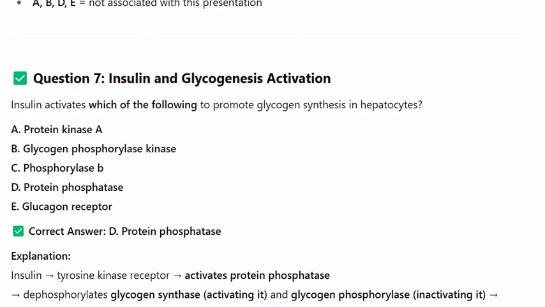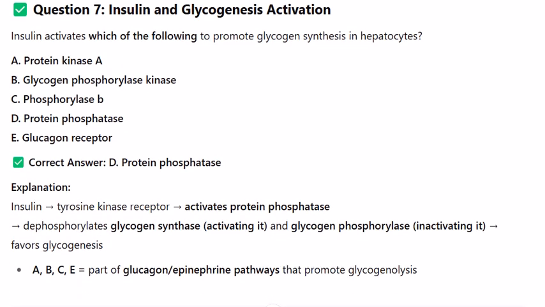Question 7. Insulin and glycogenesis activation. Insulin activates which of the following to promote glycogen synthesis in hepatocytes? A. Protein kinase A. B. Glycogen phosphorylase kinase. C. Phosphorylase b. D. Protein phosphatase. E. Glucagon receptor. Correct answer D.